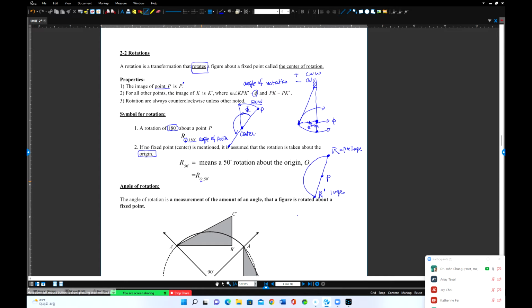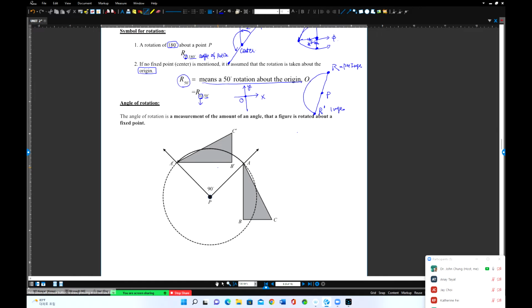This capital O is the center. When you use X and Y coordinates, capital O represents the origin. That's why this capital O is the origin, and it means a counterclockwise 50 degree rotation. But this is the center. You can write it this way too: R50. If they don't specify the center, the center is at the origin.